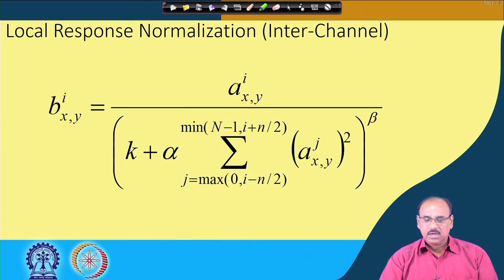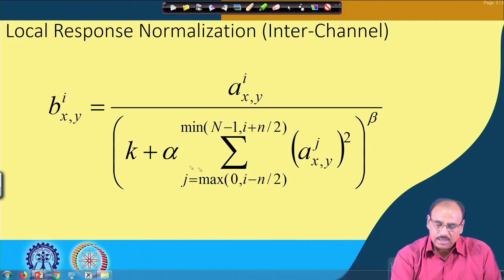In the case of inter-channel normalization, the operation is done in this way. Suppose I_xy is the response at location xy in your feature map, and the index i indicates the ith channel. So b_i^xy is the output at location xy in the ith channel, and a_i^xy is the original value at location xy in the ith channel. So the way the normalization is done is by this.